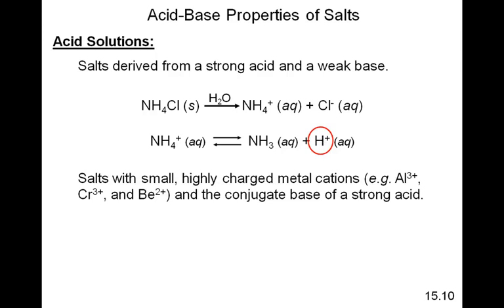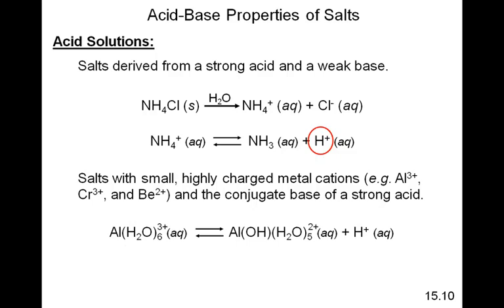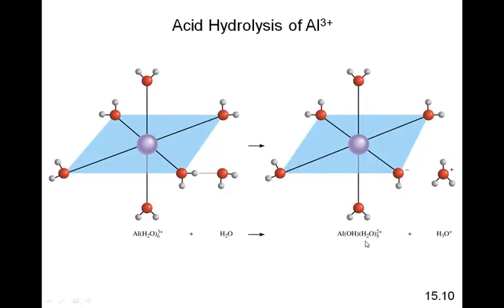Salts with small highly charged metal cations like aluminum 3+, Cr3+, and Be2+ will also be acidic in solution. They form complex ions with water molecules which can undergo hydrolysis. So this aluminum here will actually form a complex ion with 6 water molecules to make the aluminum hexaaquo 3+ ion, which itself can react in water, will hydrolyze in water, and lose a proton.